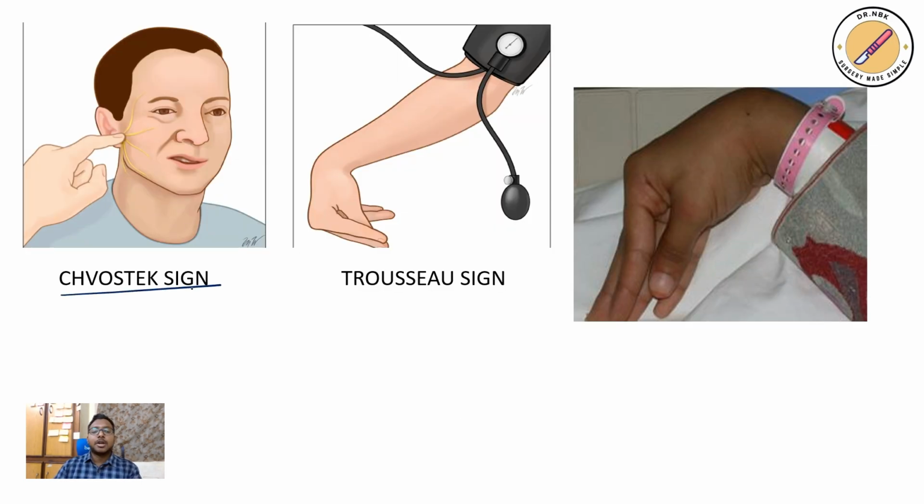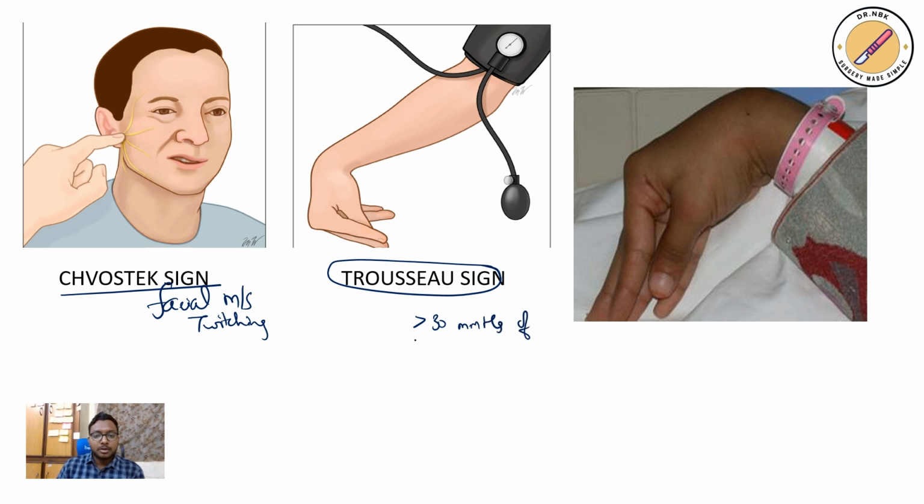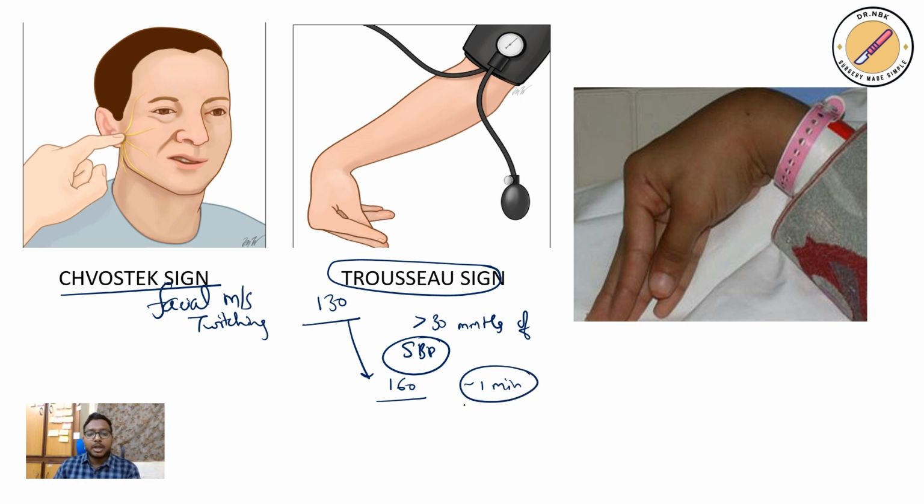How will you check for Chvostek sign is that you will just tap on the preauricular area and you can see for the facial muscles twitching. Whereas how will you check for Trousseau sign is that initially you will wrap the cuff around the arm and you will check the systolic BP of the patient. Then you will deflate it, and again you will tie the cuff and you will raise the BP to more than 30 mmHg above the systolic BP of the patient. So let's say, for example, the patient initially has 130 mmHg systolic. Now you will raise the BP to 160 and you will wait for around 1 minute, or you can wait 1 or 2 minutes. Then you can observe for carpal spasm, which is also called obstetrician hand deformity.